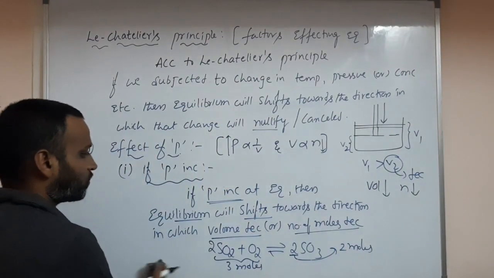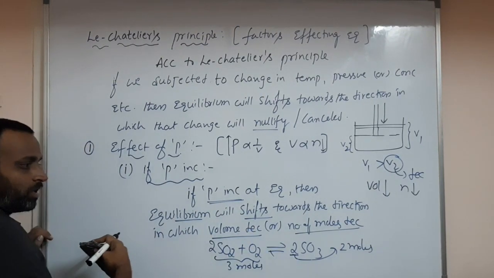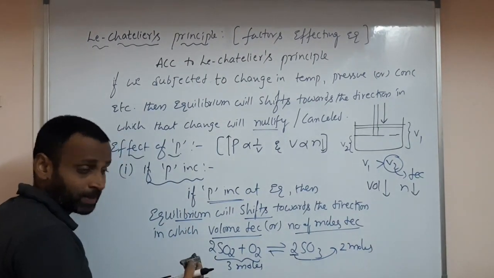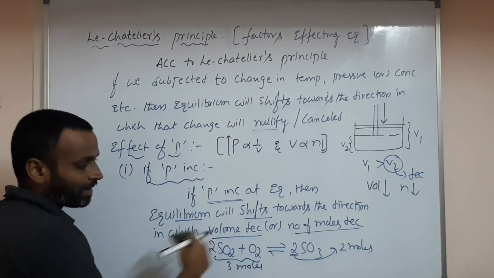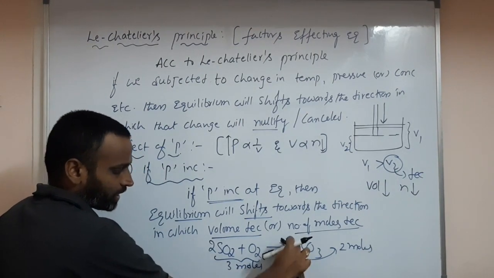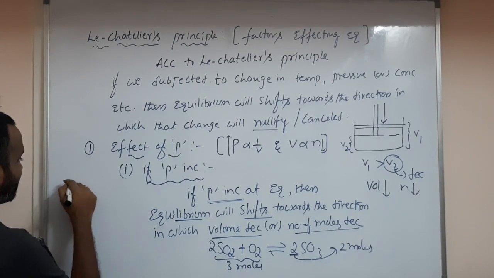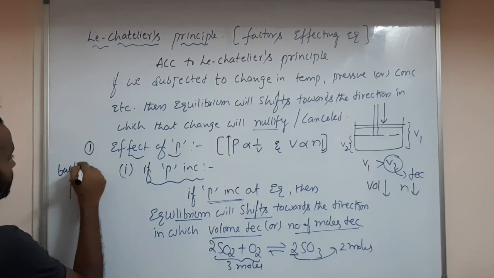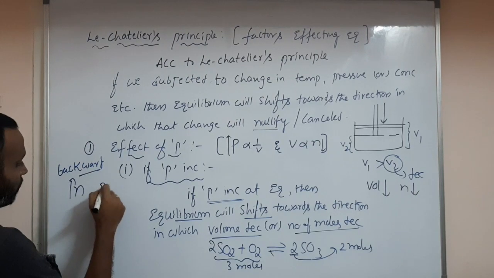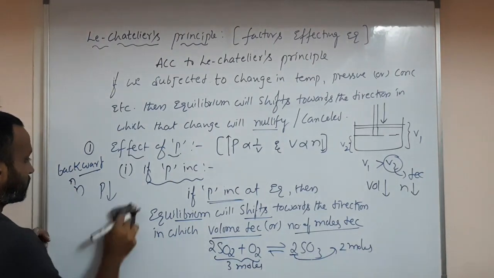Because the number of moles decreased like that. For the backward reaction, low pressure is required. If they ask what is the favorable pressure for the backward reaction, then you have to check the number of moles. In the backward reaction, 2 moles are converted to 3 moles. That means the number of moles is increasing in the backward reaction, so pressure should decrease. Simple. So low pressure favors.